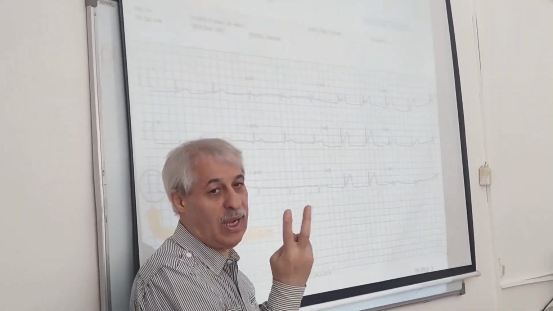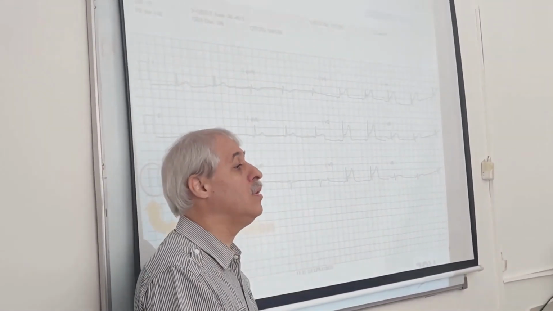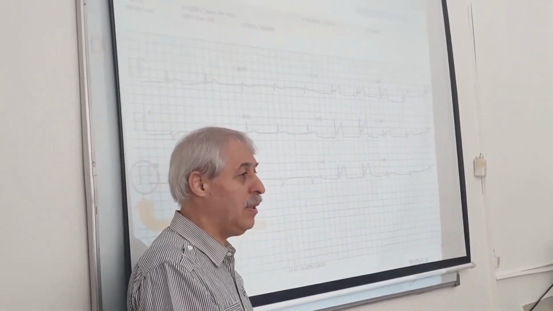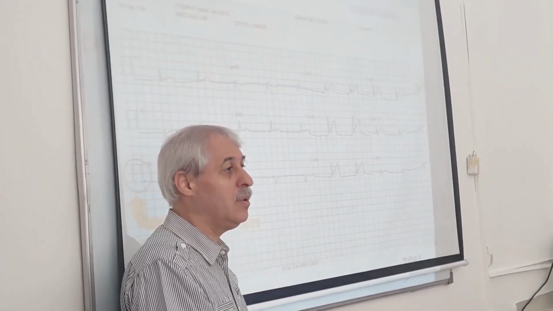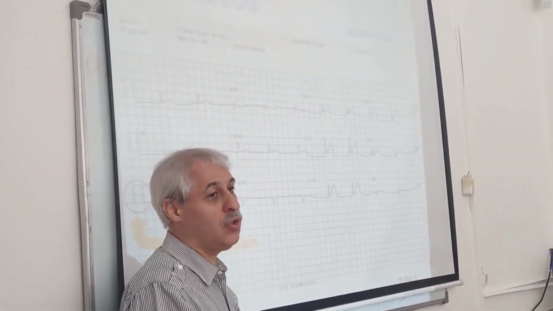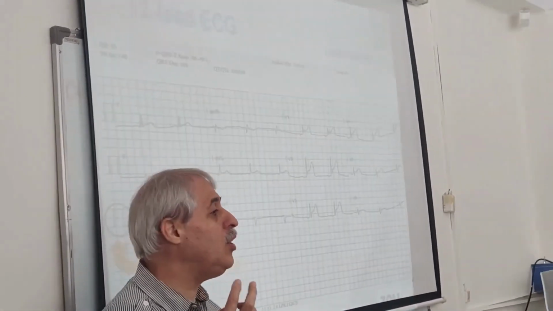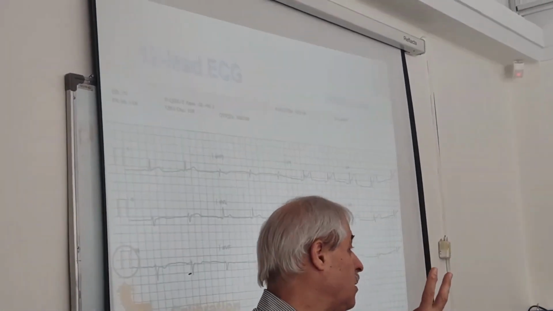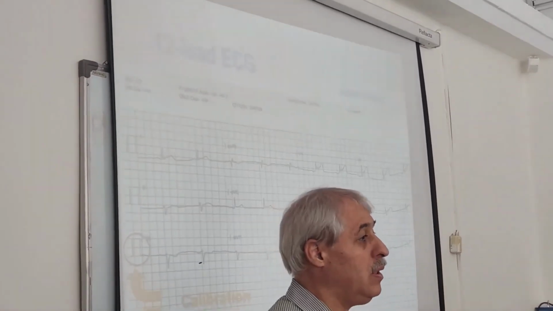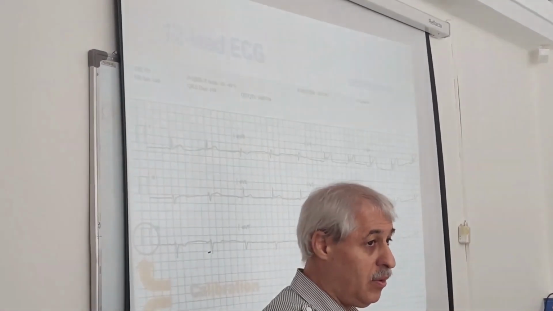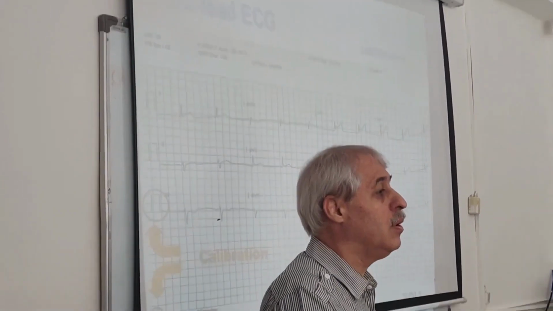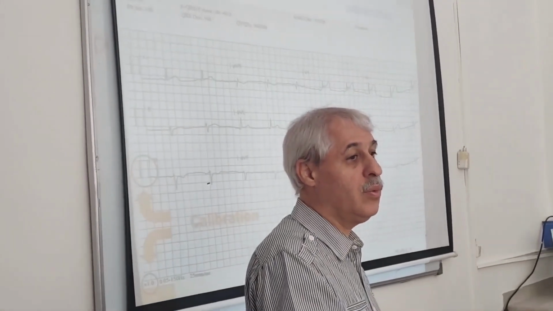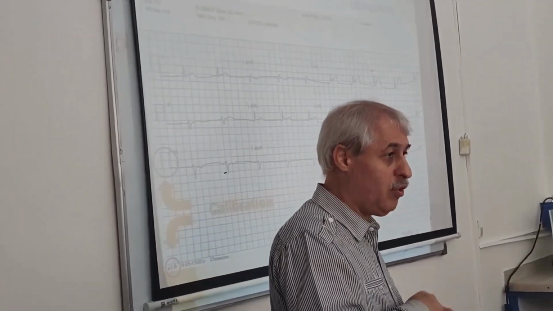So you may have two axes. One 300 and the other one 30. So supposedly you have two axes: one 300 or minus 60, or 30 degrees. Which one is correct? Did you get it?